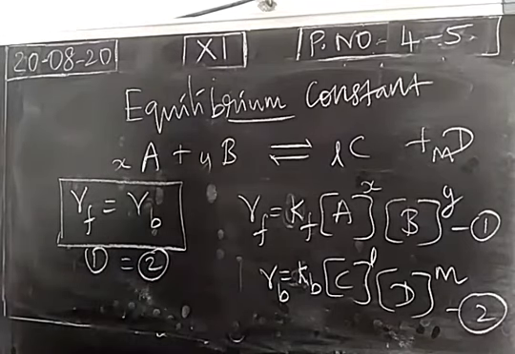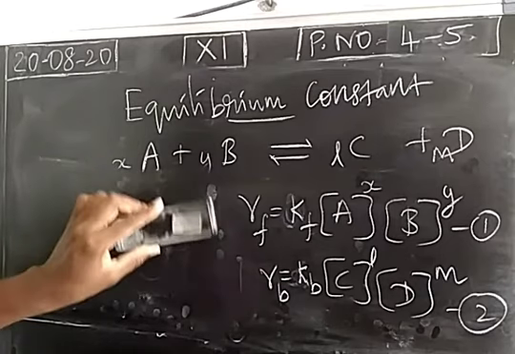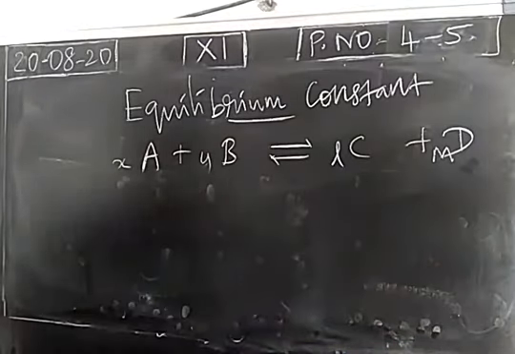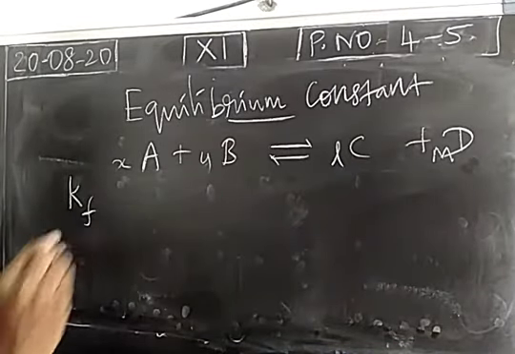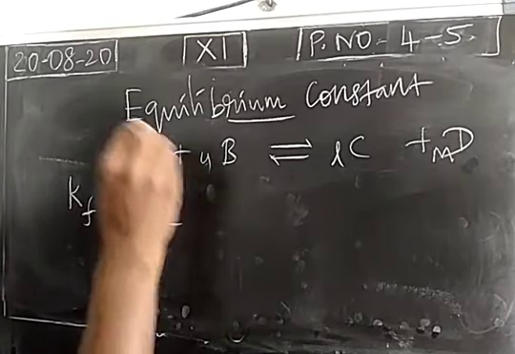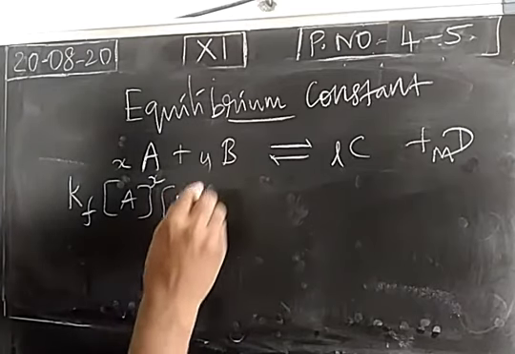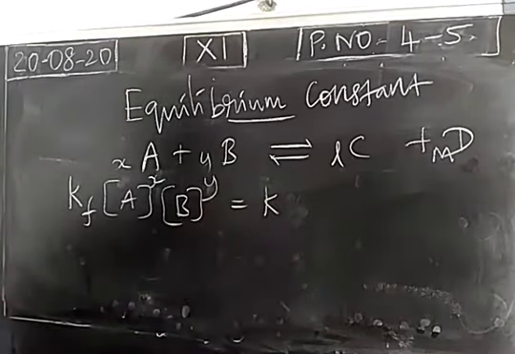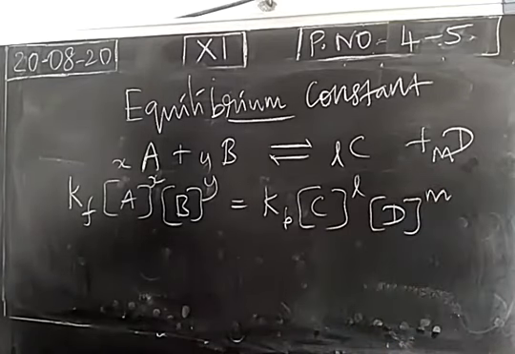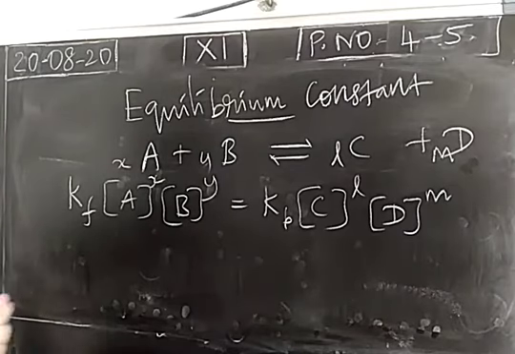Equations 1 and 2 are equal. So, the rate constant for the forward reaction times the concentration of reactant A power x, B power y is equal to the rate constant for the backward reaction times the concentration of C power l and D power m. So according to the equilibrium condition, the rate of the forward reaction will be equal to the rate of the backward reaction.